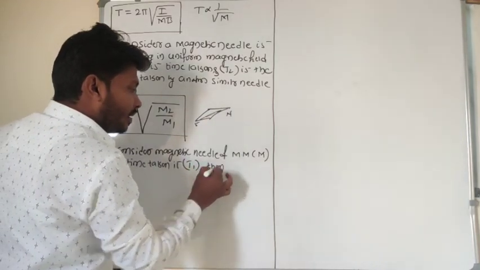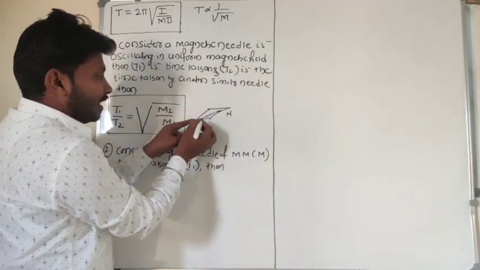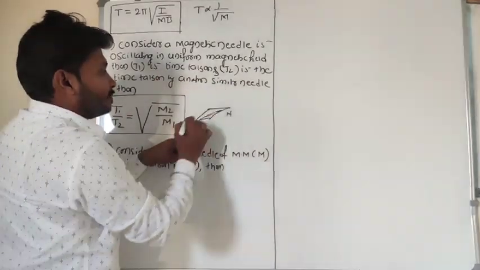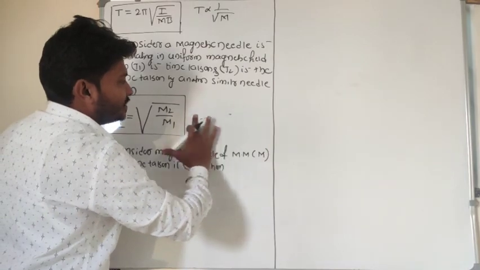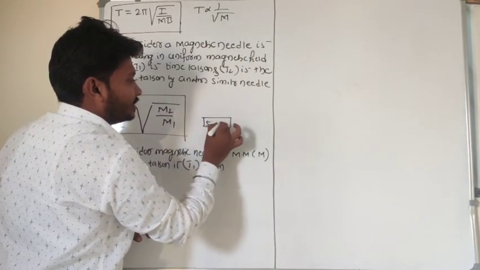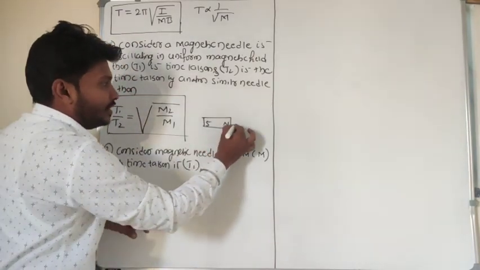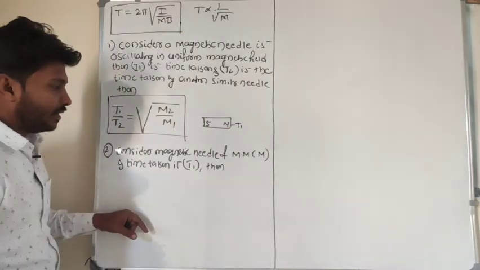Then another identical magnet is placed over this needle. Instead of a needle, you can take it as a bar magnet, it is simpler to draw. This is one needle, consisting of a south pole and a north pole. It is oscillating in a uniform magnetic field. Its time taken is t1, right?